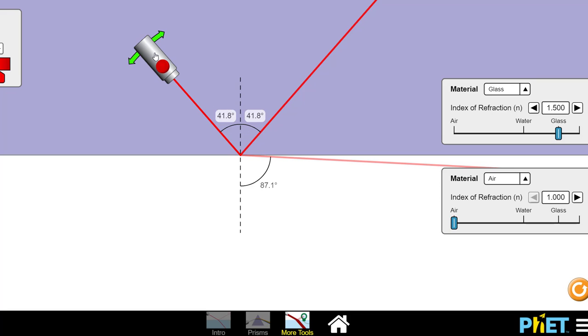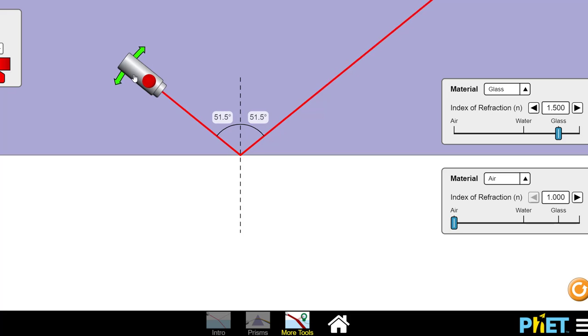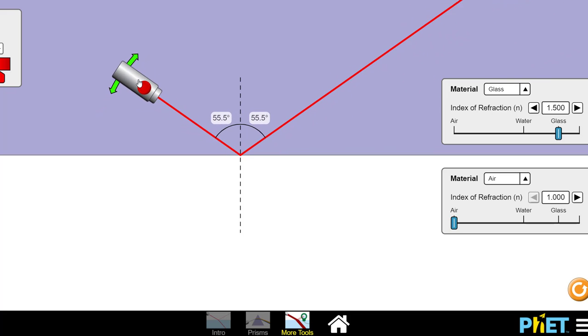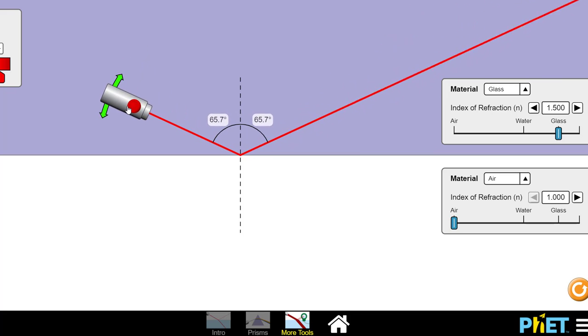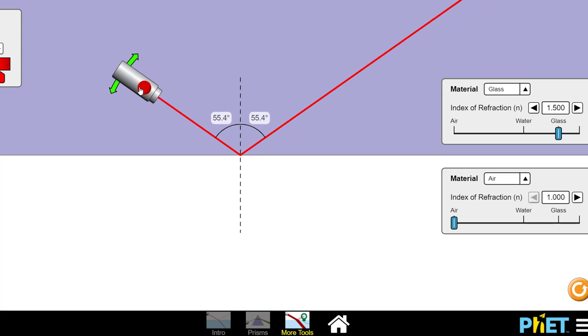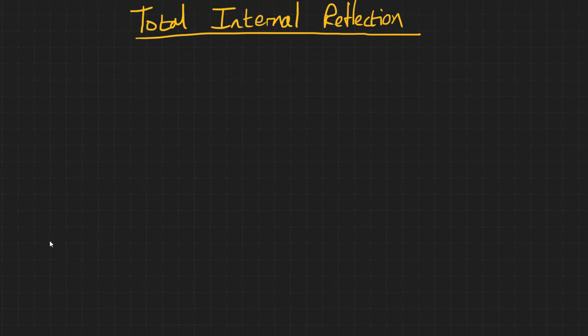If we increase our incident angle beyond the critical angle, notice what happens. There is no more refraction. All of the light is reflected back inside the glass block. None of it escapes into the air. This is called total internal reflection.